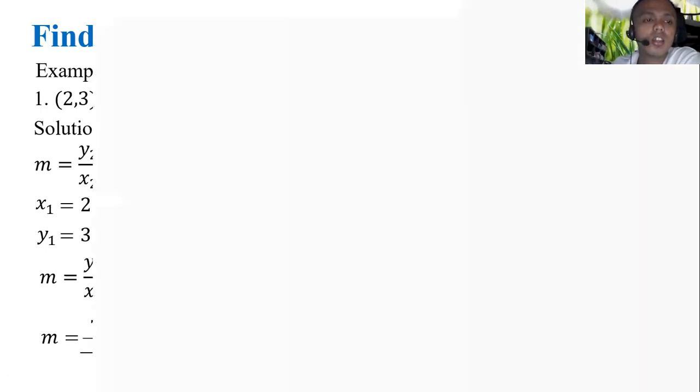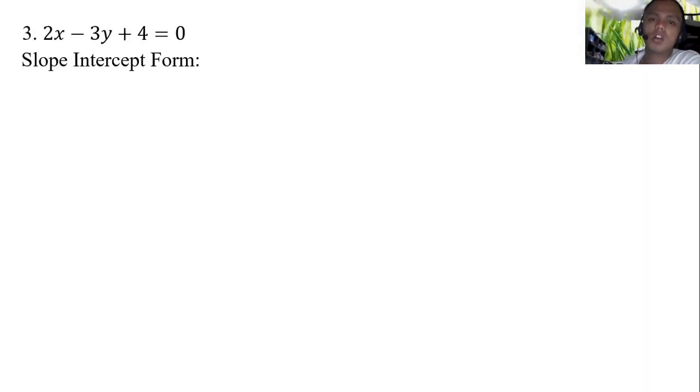Okay? Now, how about this one? Madali natin makuha yung slope of the line given the two ordered pairs. But what if naman given mismo yung linear equation, walang ordered pair na binibigay? We have 2x minus 3y plus 4 equal to 0. We cannot use the formula na dinescuss natin from example 1 and 2. So ang gagamitin natin dito na formula is yung slope intercept form.